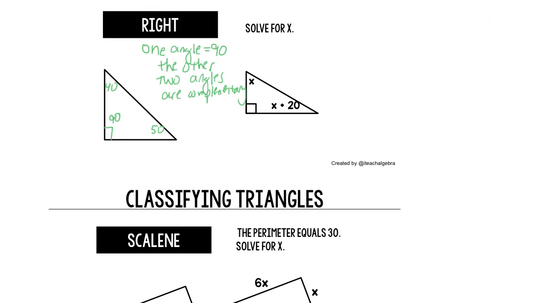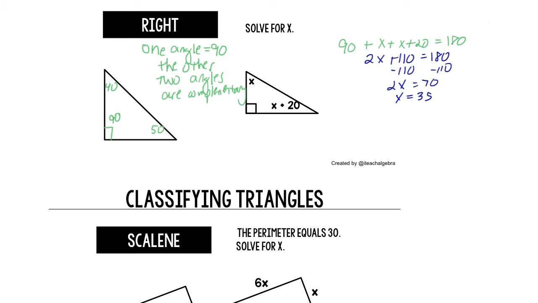So let's look at a problem here. We want to solve for x. Well, let's add all the angles together again. We have a 90 angle and an x plus 20, and all of that together has to equal 180. Combine like terms. We've got 2x plus 110 is 180. We can subtract that 110 from each side, and we get 2x is 70. That means x is 35.